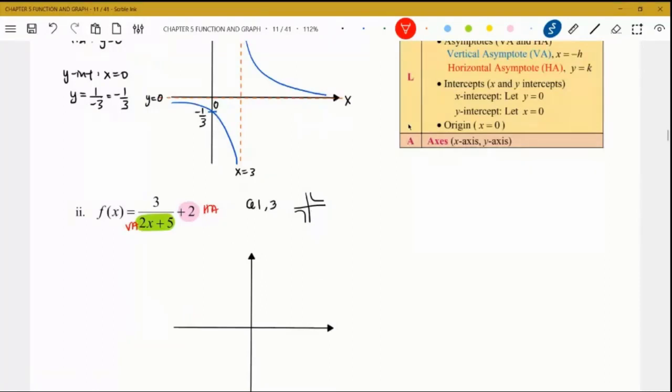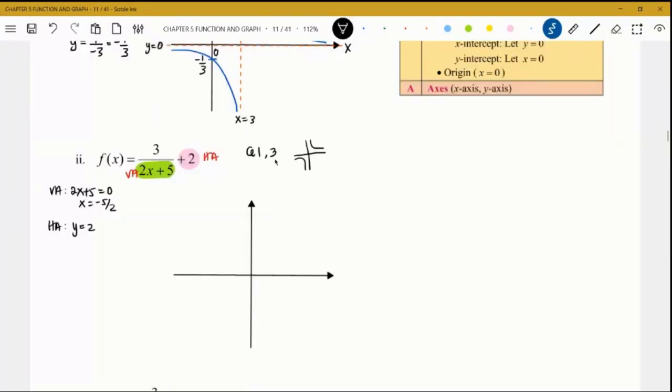So mention it first. Our VA is 2x plus 5 equal to 0, so x equal to negative 5 over 2. And then the horizontal asymptote is y equal to 2. The subject must show VA and HA because we know the denominator cannot equal zero. Without the VA and HA, you cannot put an equal sign at 0; it's not equal to 0. But because we know it is an asymptote, we can put equal to 0, because we want to put a dotted line here. Okay, so we have x equal to negative 5/2.